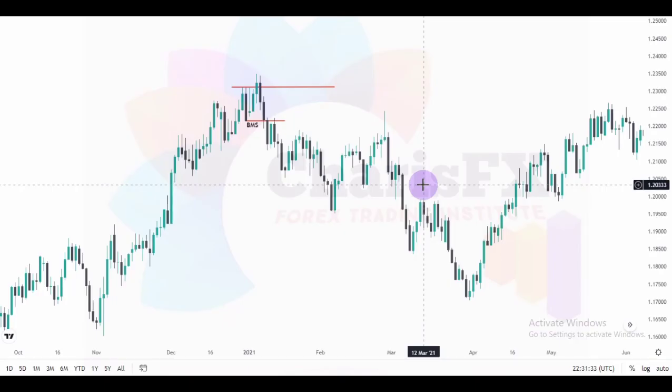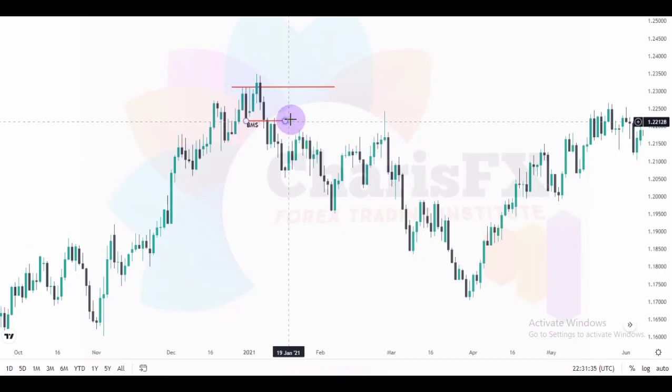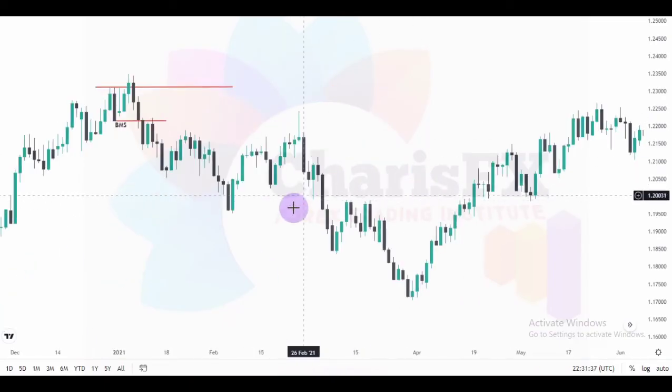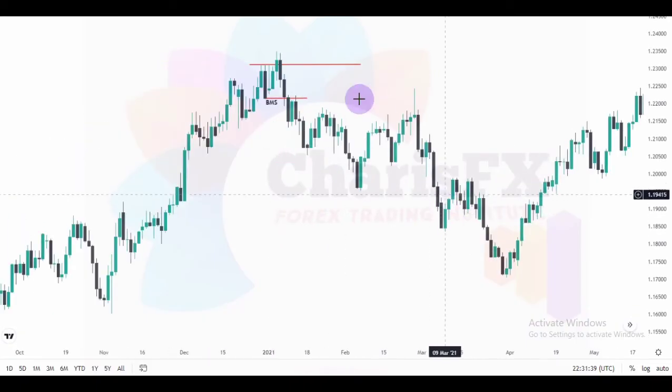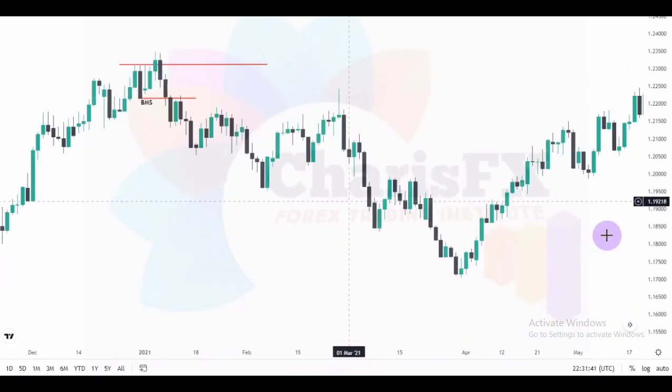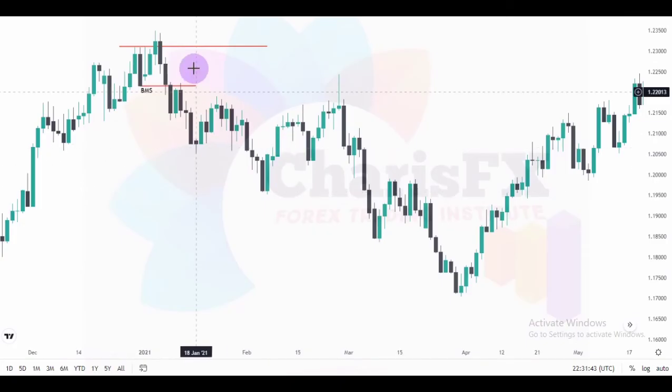Okay, we are on the daily time frame. Look at how price has been falling drastically. So let's keep chasing price and see when this trend is going to end. In a bearish market structure, we love to see price form what? Lower lows and lower highs. Lower lows, lower highs.